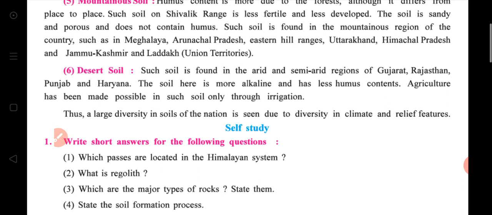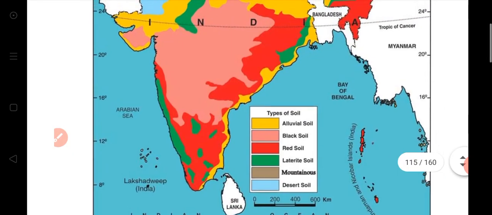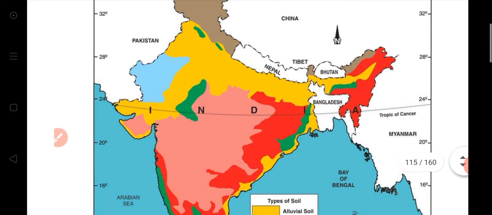Clear? Desert soil. We can see it in Punjab, Haryana, Rajasthan, near to Gujarat. Clear?